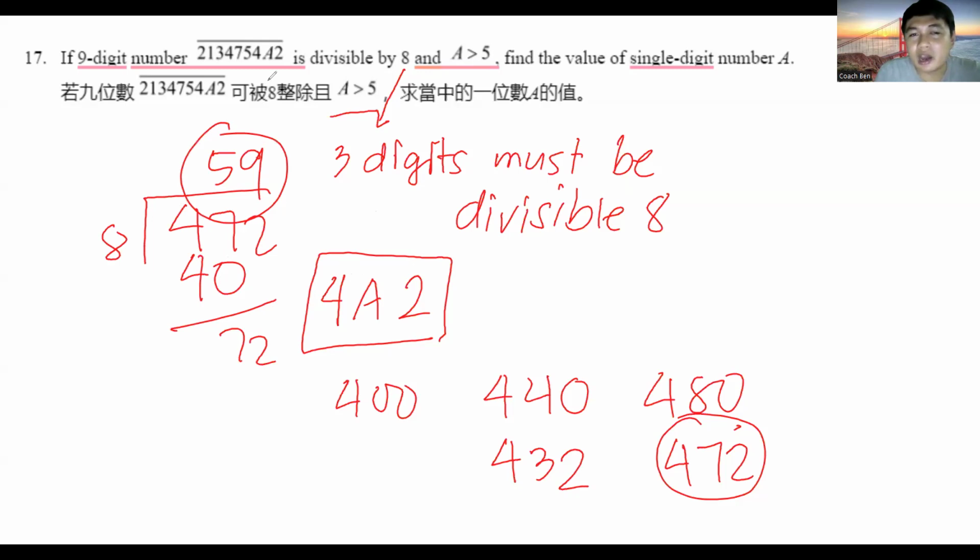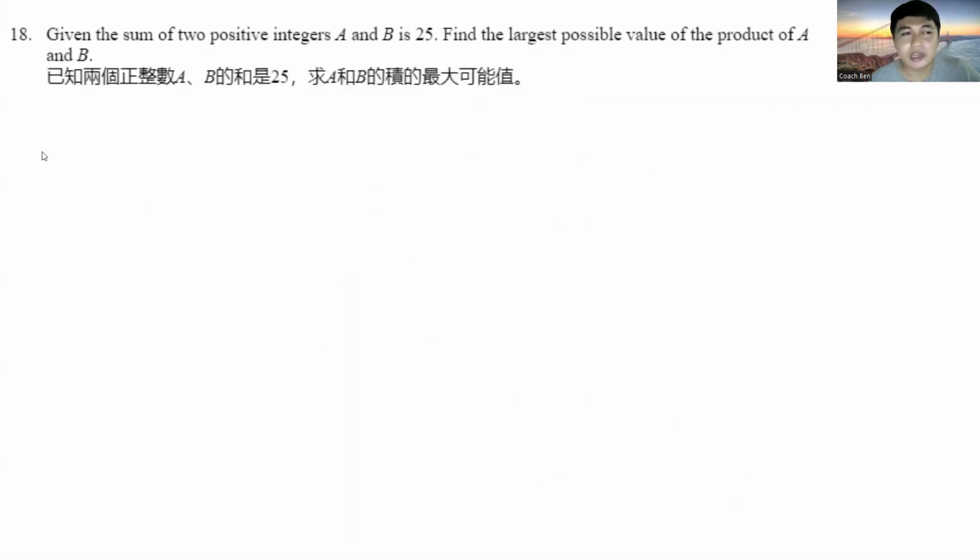Other than the last three digits being divisible by 8, all three digits can also be 0 for it to be divisible by 8. Okay? So let's go ahead. This is our last number before we take our break.